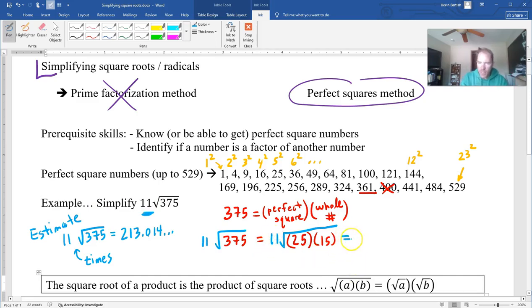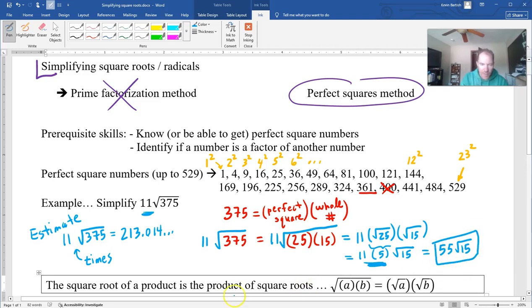All right. Well, the 11 is just going to hang out for a little bit, but we've got that property that says the square root of a product is the product of square roots. So the 25 and the 15 can get each their own square root. Again, the 11 is just going to hang out, but the square root of 25 is exactly 5. And then the square root of 15 doesn't work out nicely, so we'll just leave it. But now we've got one more step to do: 11 times 5 is outside the square root. So this is 55 times the square root of 15.